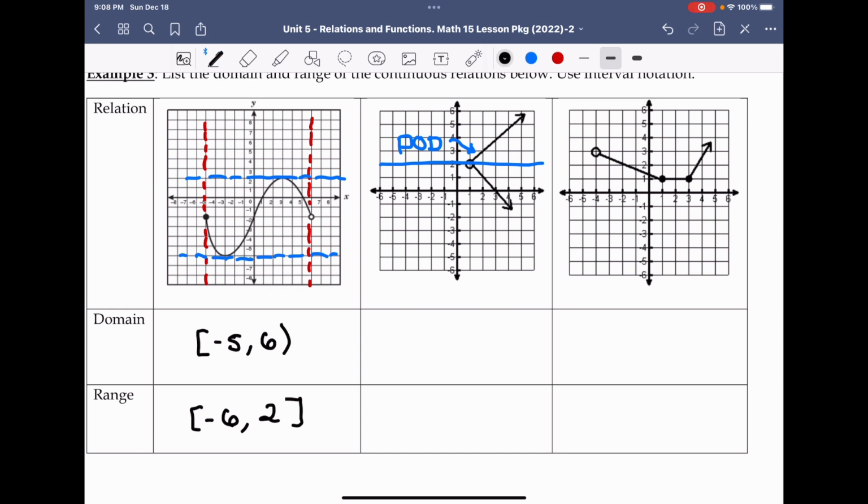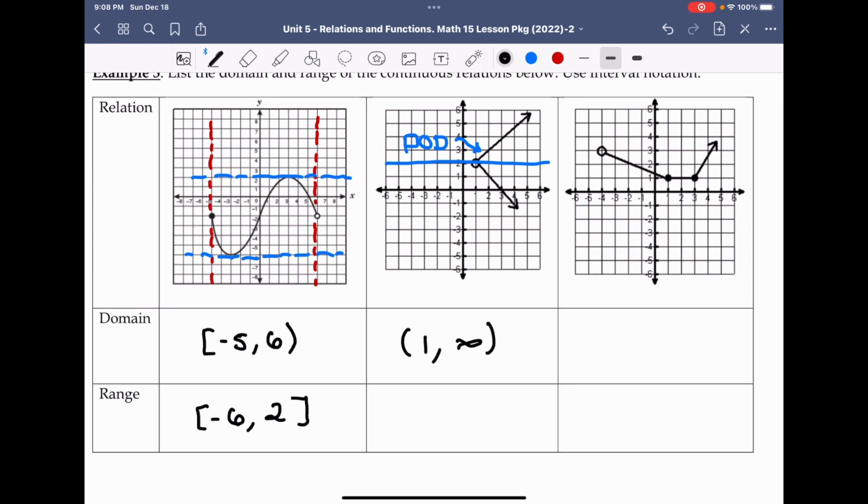So what we're going to have to do here is we're going to say, okay, domain, what is the lowest possible x value? Well, the x's start at 1 and it's a hollow dot, so it's not included. So I'm going to put round bracket 1. And we know that once it's past 1, it extends to positive infinity because it can continuously go right as far as we want. Now, in terms of the range, this is where it's a little bit different.